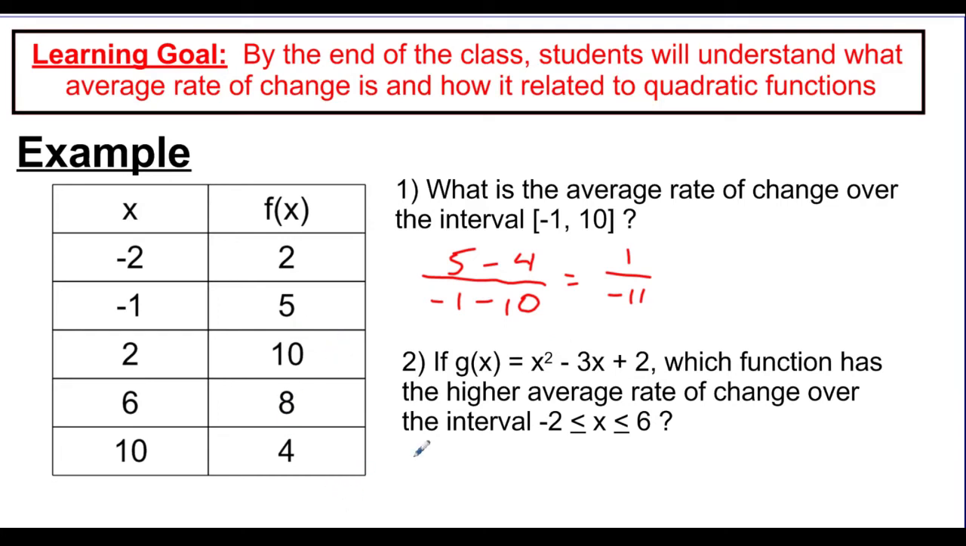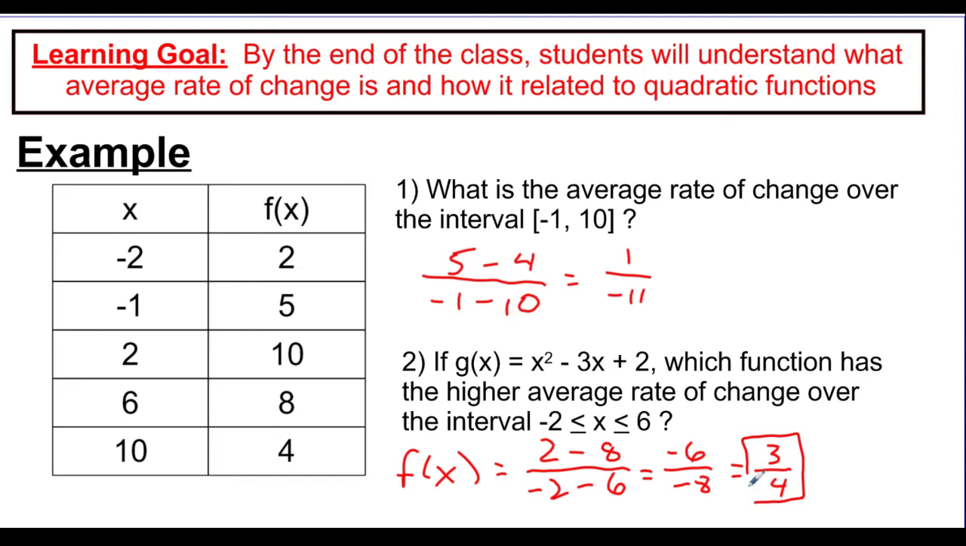So let's start off with f of x. Say f of x's rate of change between negative 2 and 6, same idea. Go from negative 2 to 6, so negative 2 minus 6. The output at negative 2 for the f of x function is 2. The output for f of x for 6 is 8. So f of x's rate of change on this interval is negative 6 over negative 8, which simplifies to positive 3 over 4. So this is the rate of change of f.